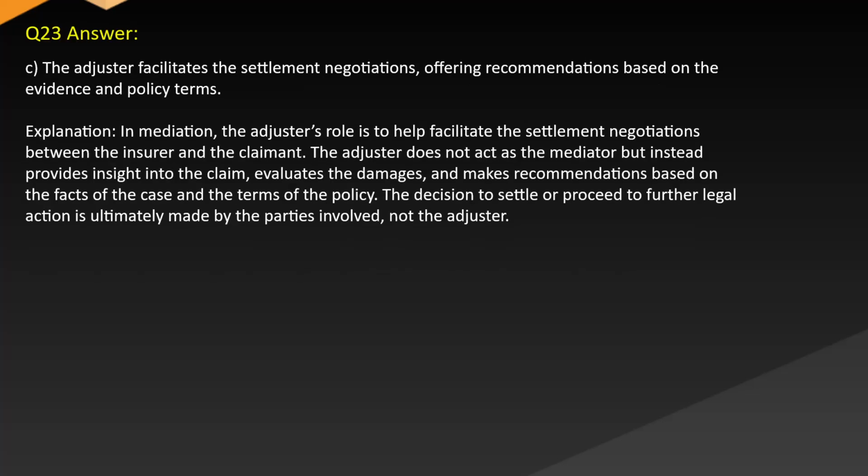Answer: C. The adjuster facilitates the settlement negotiations, offering recommendations based on the evidence and policy terms. Explanation: in mediation, the adjuster's role is to help facilitate the settlement negotiations between the insurer and the claimant. The adjuster does not act as the mediator, but instead provides insight into the claim, evaluates the damages, and makes recommendations based on the facts of the case and the terms of the policy. The decision to settle or proceed to further legal action is ultimately made by the parties involved, not the adjuster.